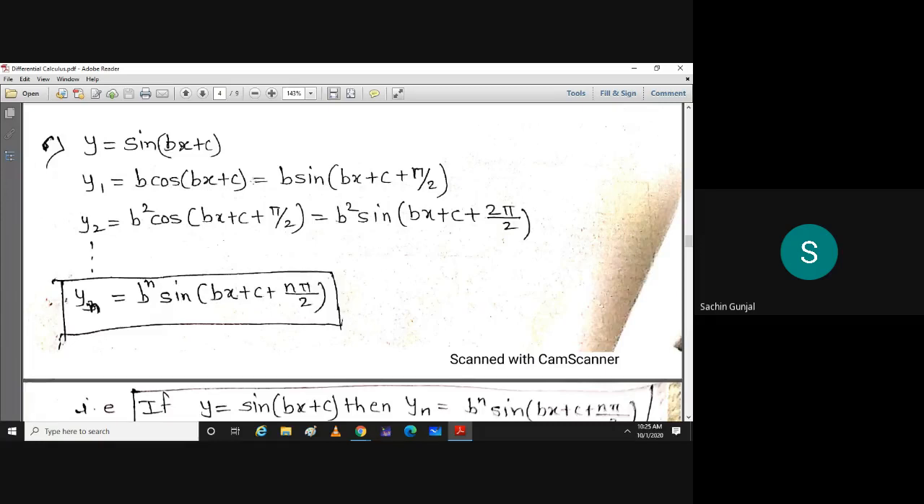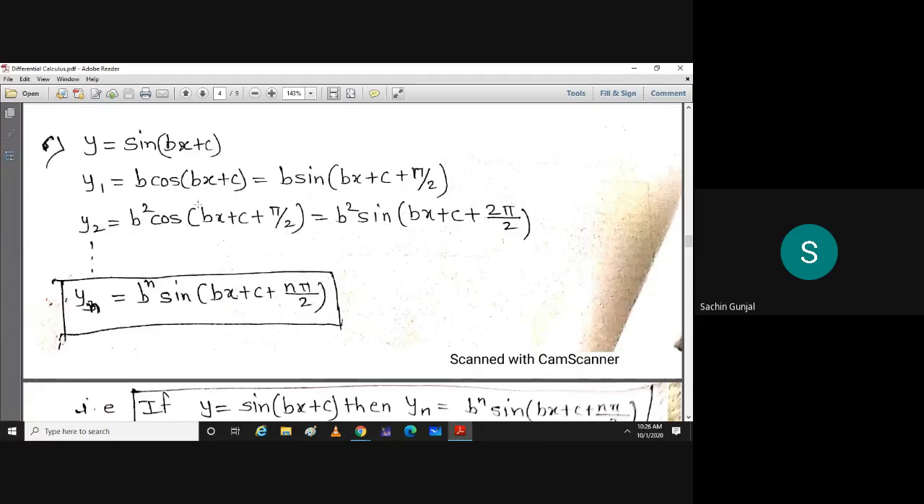Now how do you write this cos in terms of sine? I'll simply add pi by 2, isn't it? So this cos can be written in terms of sine, so b into sine of (bx plus c plus pi by 2). Right? You got the first point? Yes, sir.